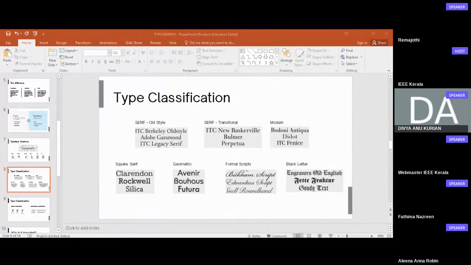After the typeface, we need to know what kinds of typefaces are being used and how they have been classified since the olden times. Here I've mentioned a few of them; there is more to the classification, and I've mentioned the main ones. In serif, there's old style, transitional, and square, and serif actually includes a lot of styles. The serif old style I'll explain in detail, individually.